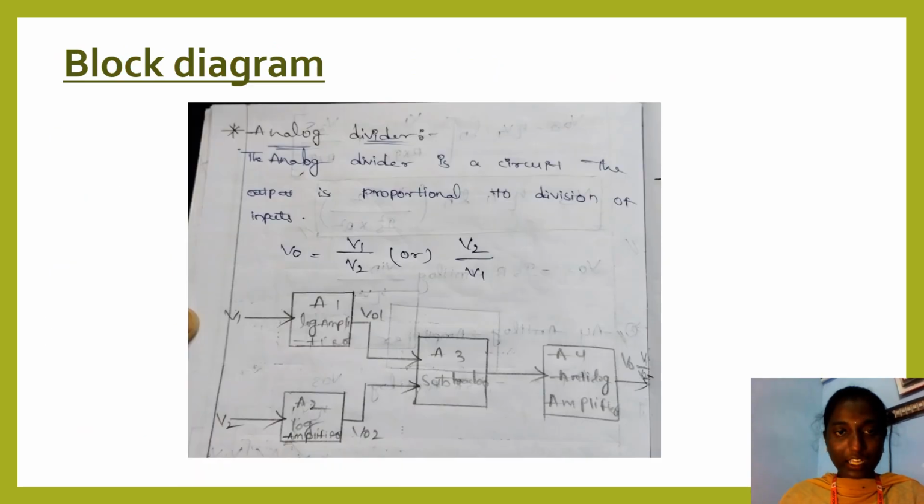Now coming to the block diagram. Before going to the block diagram, what is the definition of an analog divider? The analog divider is a circuit whose output is proportional to the division of inputs. So V0 equals V1 by V2, or V2 by V1.